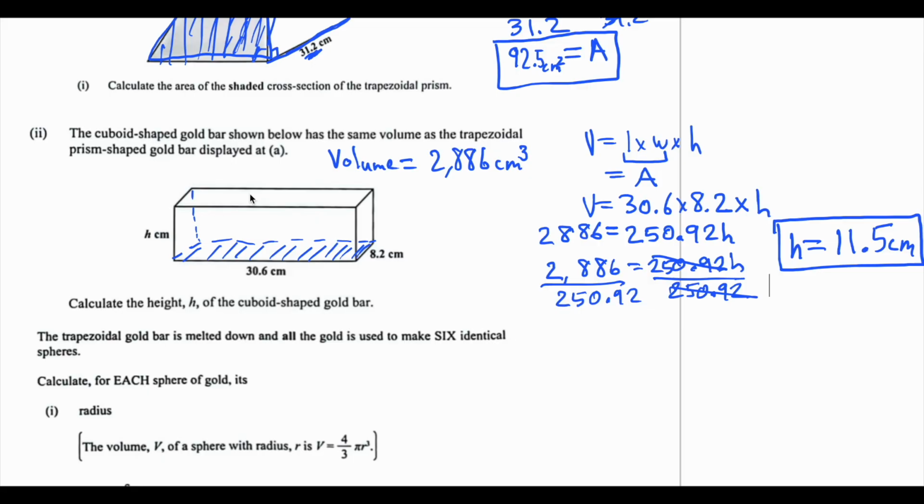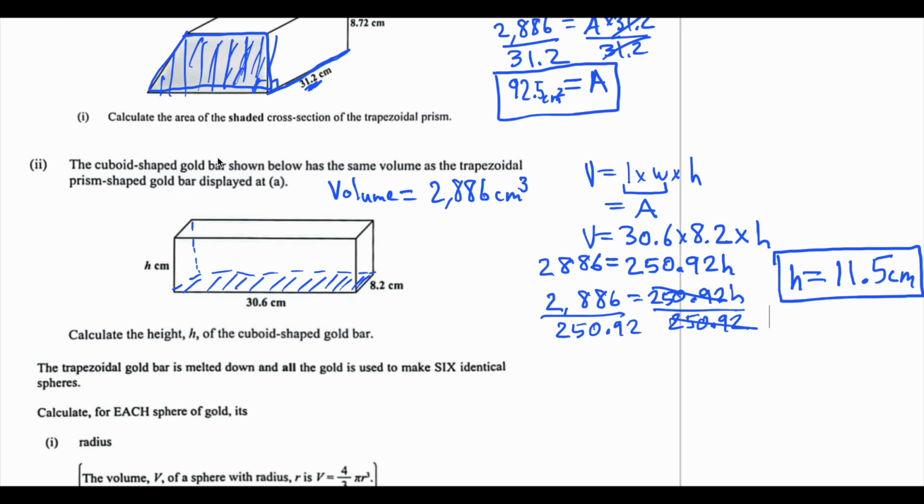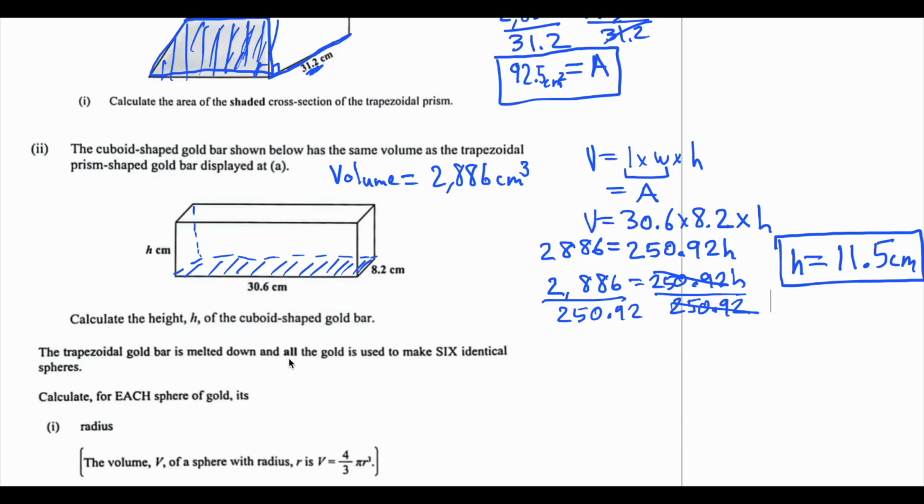Likewise, if I have a gold bar that is a cuboid shaped gold bar, when I melt it, it will give me the same volume. Likewise, if I take this trapezoidal one and it has the same volume and I melt it, it will still be the same volume. It will be in liquid form, but it will still have the same volume. So what they're saying here is that the trapezoidal gold bar is melted down and all the gold, it's a reason why they highlighted all the gold to say that, hey, we did not lose one drop, so the volume is the same. The gold is used to make 6 identical spheres.